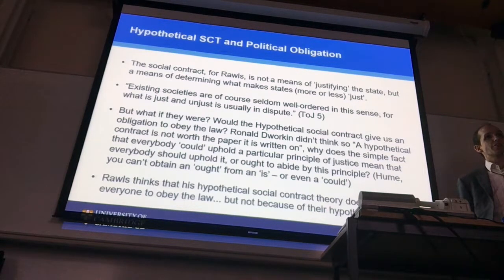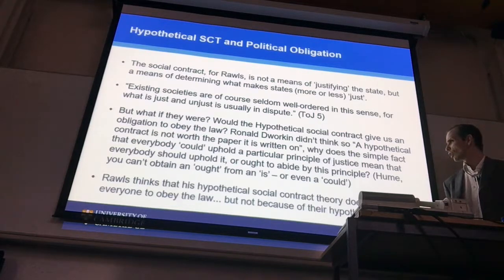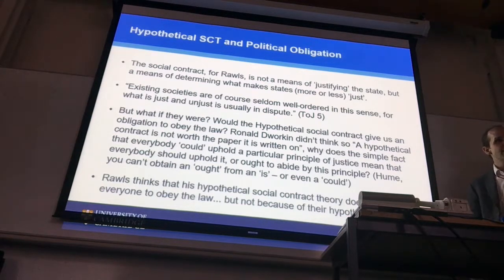What sort of force does the mere fact that we could all uphold the same principles of justice in an ideal society have to imply that we ought to uphold these principles? Ronald Dworkin thinks not a lot. He has this wonderful quote: a hypothetical social contract is not worth the paper it isn't written on. Fair enough. Hume also has a rather wonderful take on this. He famously says you cannot extract an ought, a claim about what you have to do, from an is, a claim about the world. And if we look at what Rawls has described, he simply said that, look, here's a hypothetical situation, and here are the principles of justice that people would uphold in that situation. But that doesn't actually have any oughts in it at all. It's not a moral argument per se.